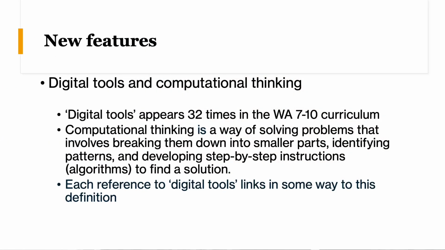There are also another 40 activities which come under the Digital Tools and Computational Thinking banner, which is new to the series. And the WA curriculum has clearly tried to modernise the curriculum and include words like digital tools, 32 times, in fact, if you count them. This connects well to the current technologies and modern applications in mathematics and computational thinking. And you can see that definition there, that computational thinking is a way of solving problems that involves breaking them down to smaller parts and identifying patterns and developing step-by-step instructions.